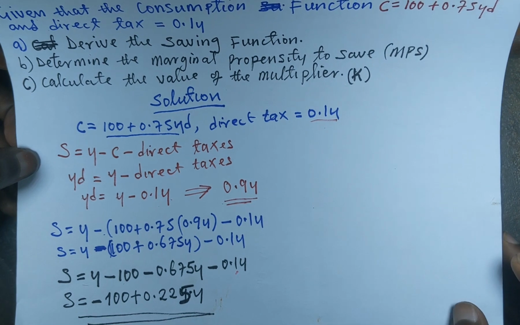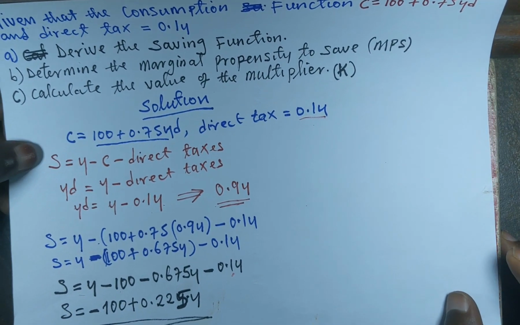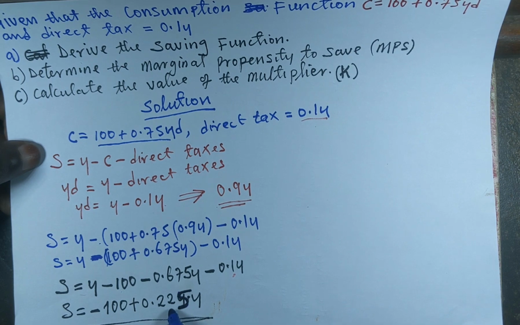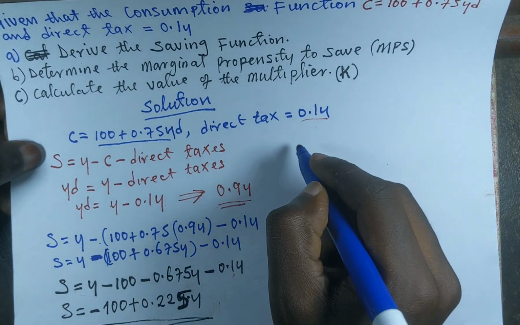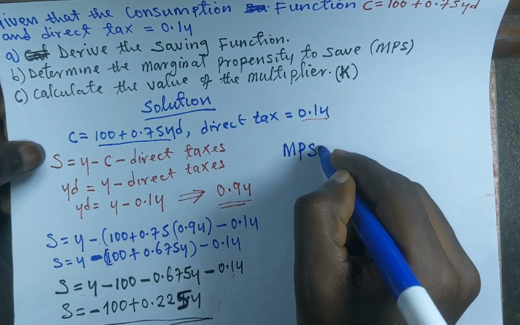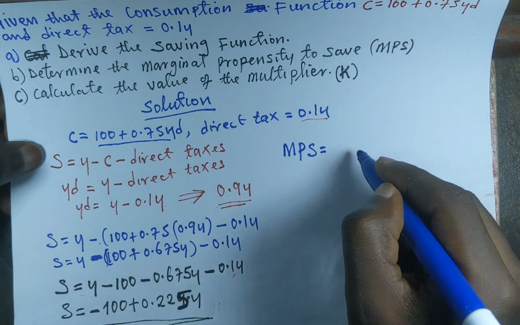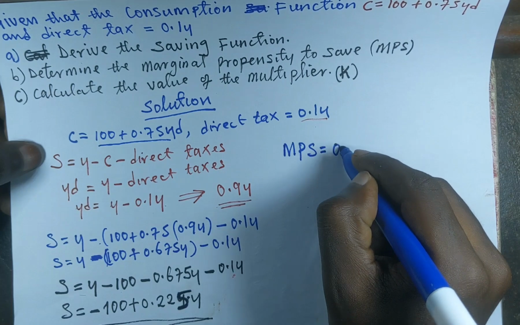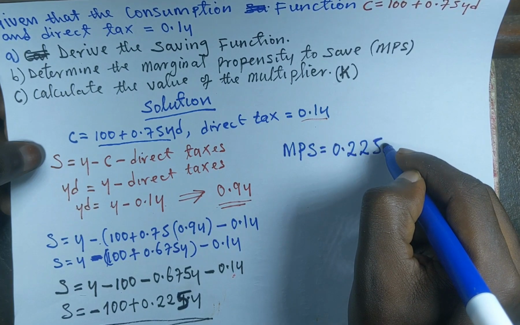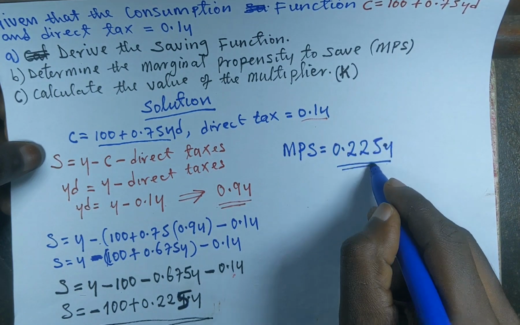So let's look for the MPS. Our MPS represents the marginal propensity to save, which is this 0.225. So our MPS is equal to 0.225. That's our value of MPS.